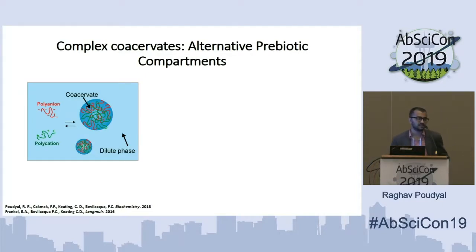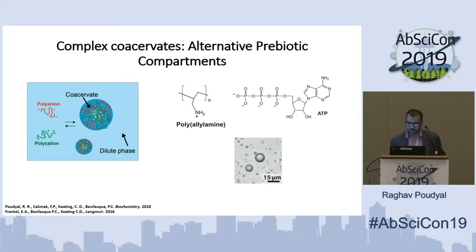So the dense phase actually contains a lot of polyelectrolytes and charged molecules. Since RNA is highly charged, it can also be expected to accumulate within these droplets. Before I joined Phil's lab, a graduate student in the lab, Erica Frankel, had done a lot of nice work with the system of polyallylamine hydrochloride and ATP, where obviously the polyallylamine is the polycation and the ATP is the polyanion. When you add these together, you form these really nice droplets that accumulate.